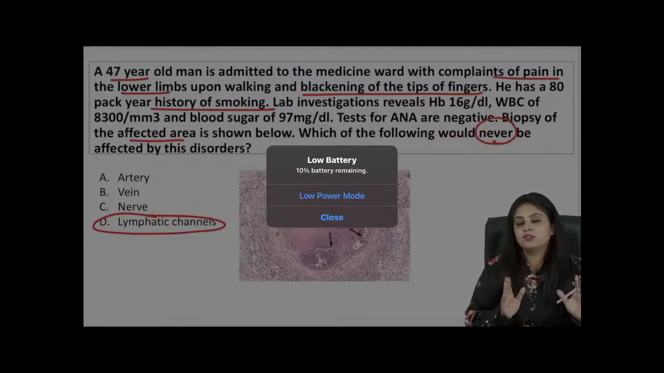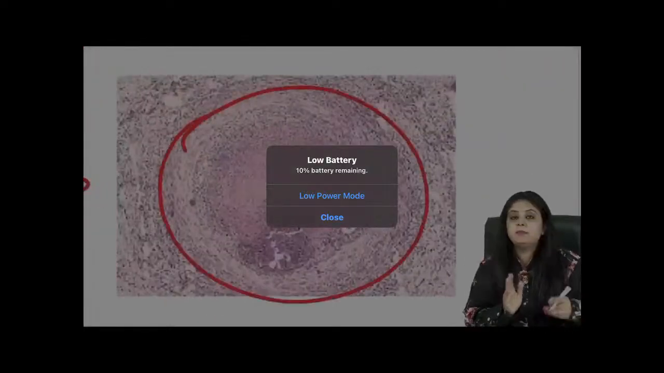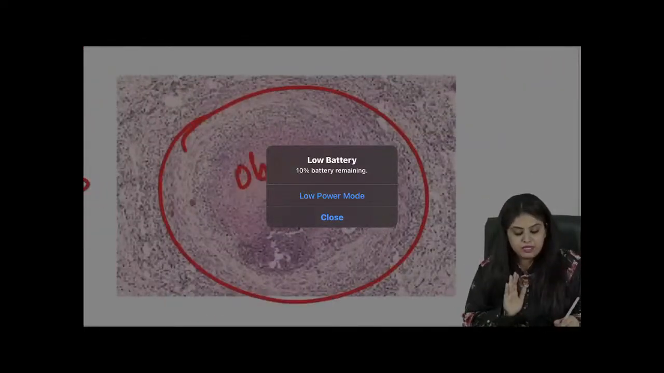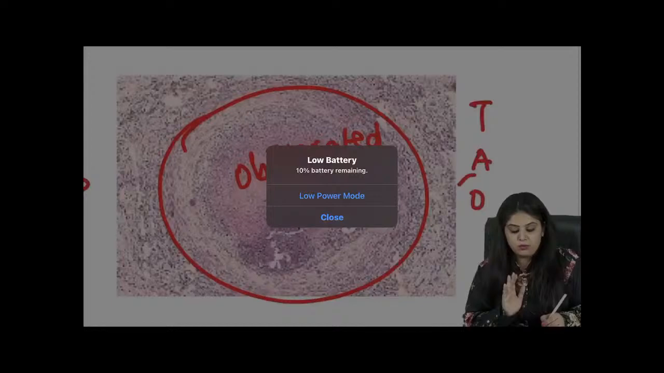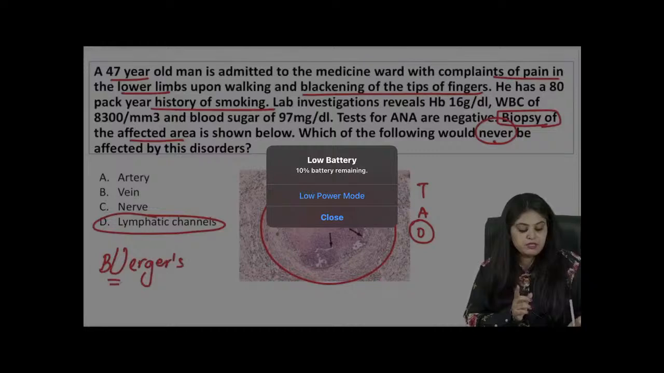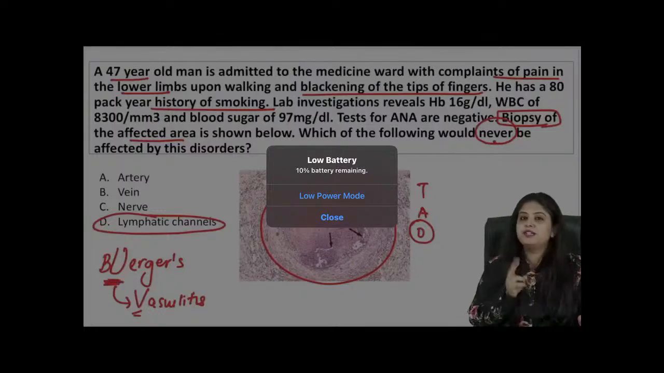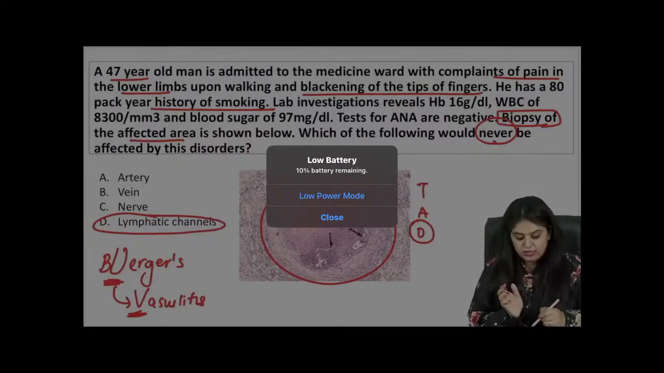Now answer a question on the basis of this. A man is admitted with complaints of pain in the lower limbs and blackening, so gangrene has also started. There is a very strong history of smoking. Anti-nuclear antibodies are not there, a biopsy is shown, and the question is which of the following would never be affected. I just told you smoking, but in the exam, remember, right now we are doing the blood vessel chapter, so you know Buerger's and lymphatics never affected. But in the exam you will not know this is the concept of blood vessel, so you will have to look at the picture. They will say a biopsy has been shown. Tell me, is it looking like a blood vessel? No. The blood vessel is gone, completely filled. That is what you're studying. The blood vessel is obliterated: thromboangiitis obliterans. This is not looking like a blood vessel. So lymphatic channels would never be affected because this is Buerger's.